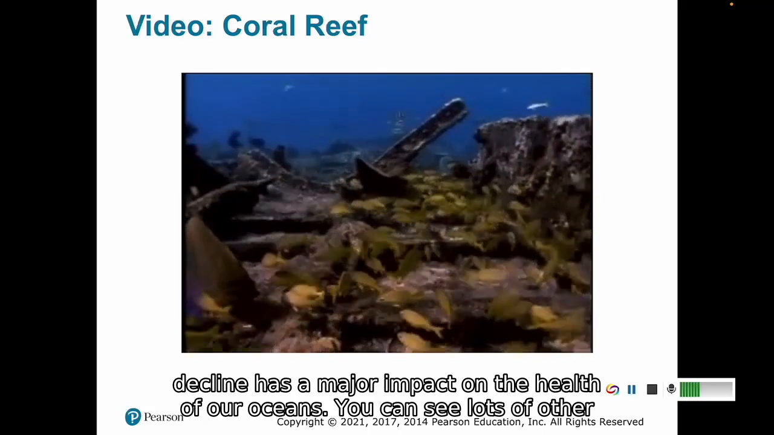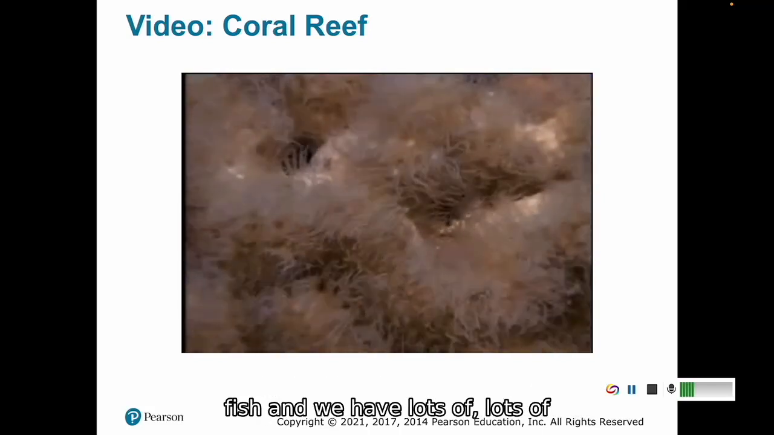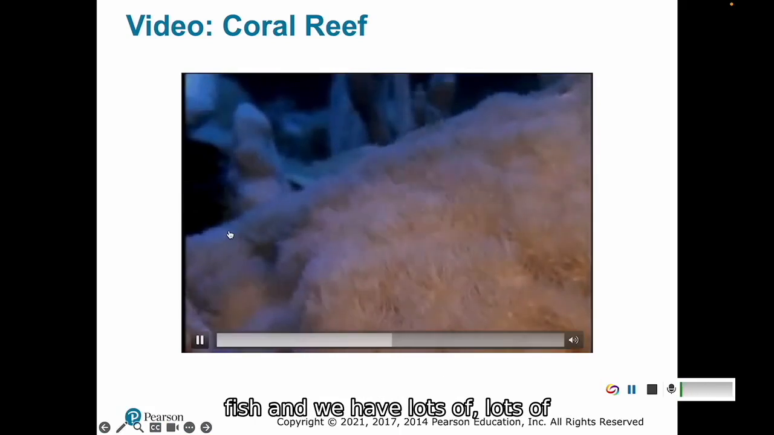So you can see lots of other organisms here live within the reef. We have fish, and we have lots of life within here.